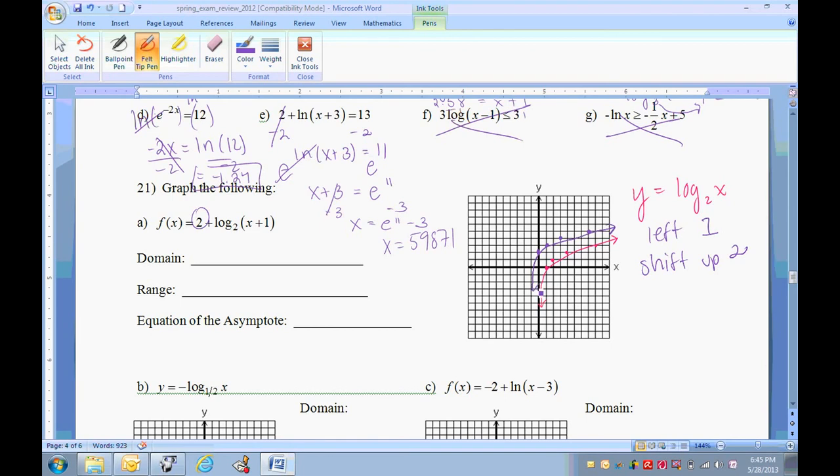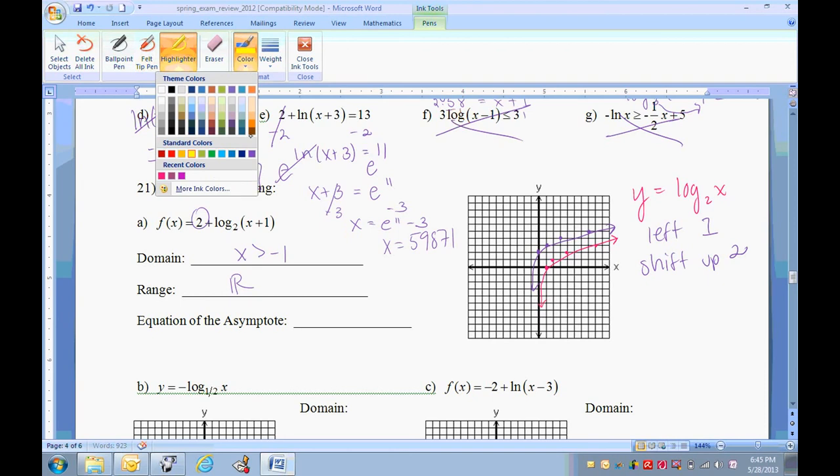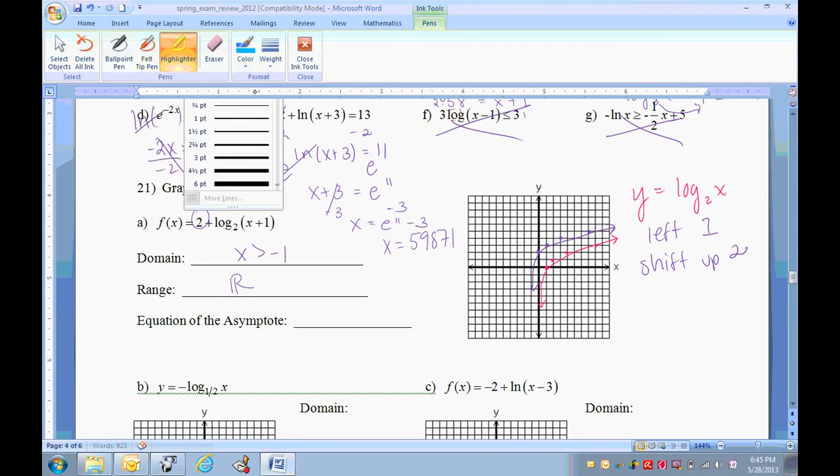The domain, all of my x values are going to be greater than or equal to negative 1. And my range is all real numbers because my graph's going to keep extending up and down. Oh, I'm sorry, it shouldn't be greater than or equal to negative 1. It should be just greater than negative 1 because it's never going to actually approach this line of negative 1, which tells me also that this is my asymptote. This x equals negative 1 line is my asymptote.